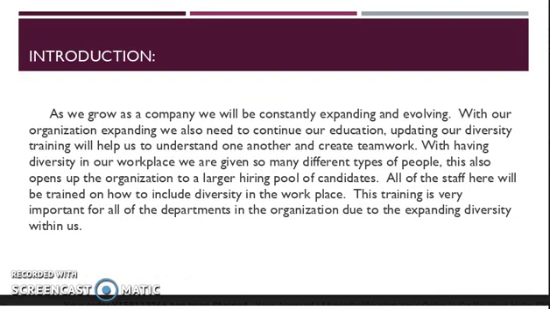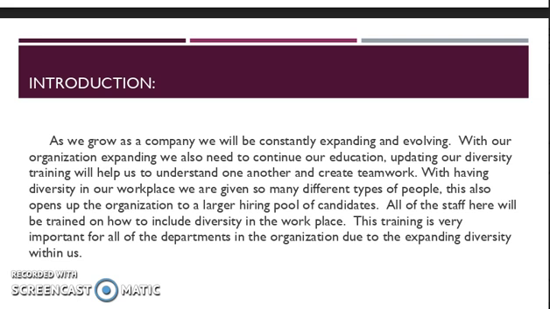So, starting out is the introduction. As we grow as a company, we will be constantly expanding and evolving. It's going to happen. With our organization expanding, we also need to continue our education. Updating our diversity training will help us to understand one another and create better teamwork. With having diversity in our workplace, we are given so many different types of people. This allows us to open up our organization to larger hiring pools and understanding more cultures in the neighborhood. This training is very important for all the departments in the organization, just due to the expanding diversity within us.